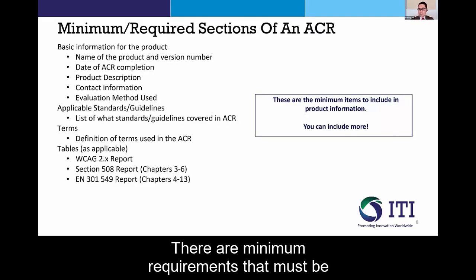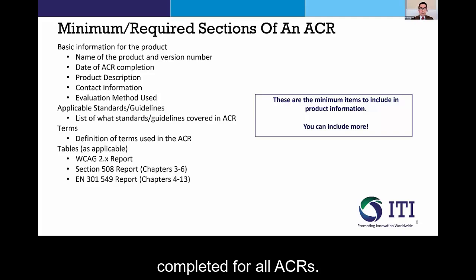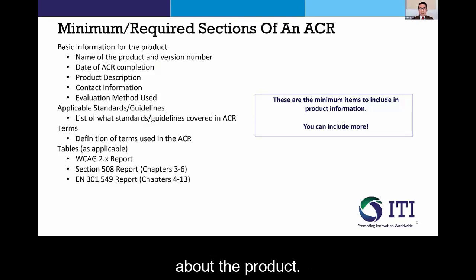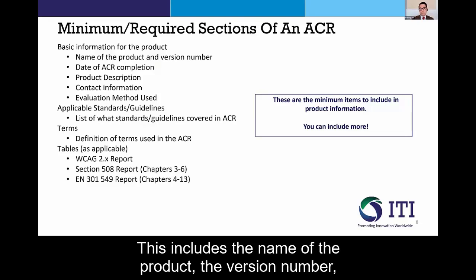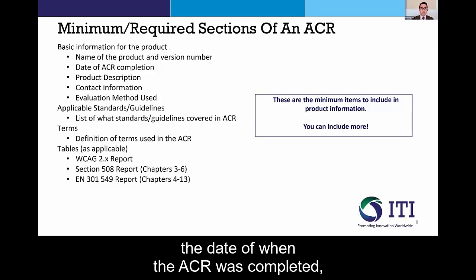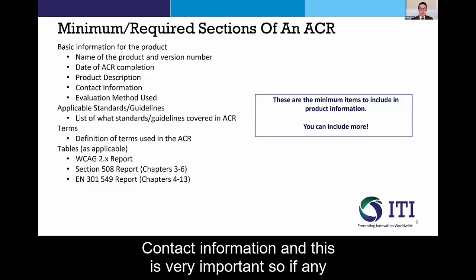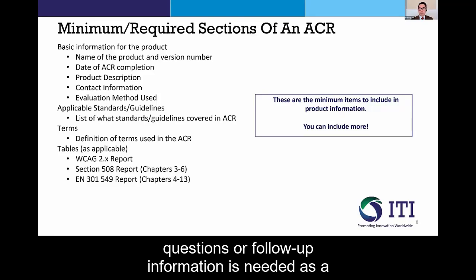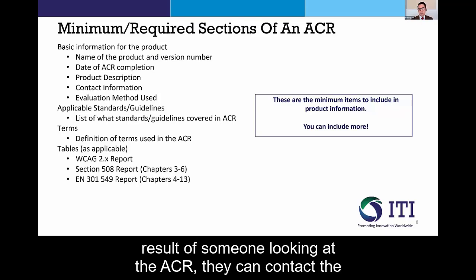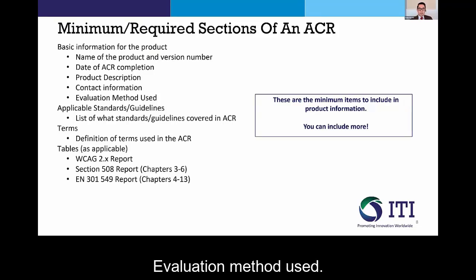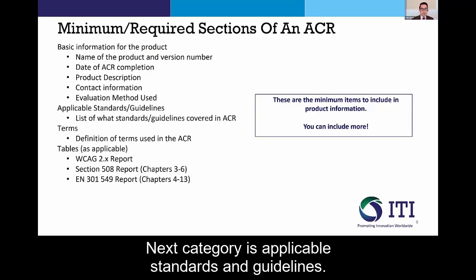There are minimum requirements that must be completed for all ACRs, and the first category of those is basic information about the product. This includes the name of the product, the version number, the date of when the ACR was completed, a product description, contact information, and this is very important, so if any questions or follow-up information is needed as a result of someone looking at the ACR, they can contact the appropriate person within the company. Evaluation method used.